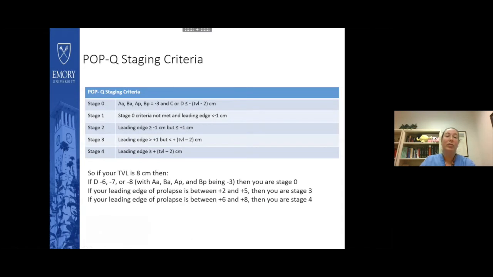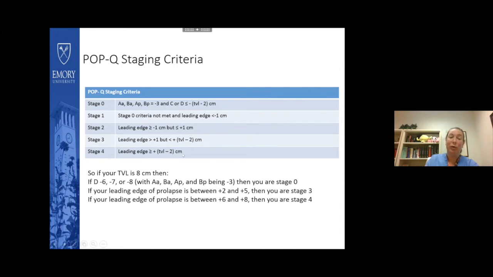So how do you stage this? Stage 0, you are not going to see this very often unless you have a woman who has never had a baby or has had radiation and her vagina does not move. So basically all these numbers are -3, and either the C point or D point doesn't move more than about 2 centimeters. That'll be stage 0. Stage 1 is basically if it's not stage 0, but it hasn't come out to 1 centimeter above the hymen yet. Stage 2, the leading edge is somewhere between 1 centimeter behind the hymen to 1 centimeter in front of the hymen. Stage 3 is greater than 1 centimeter ahead of the hymen to 2 minus vaginal length.